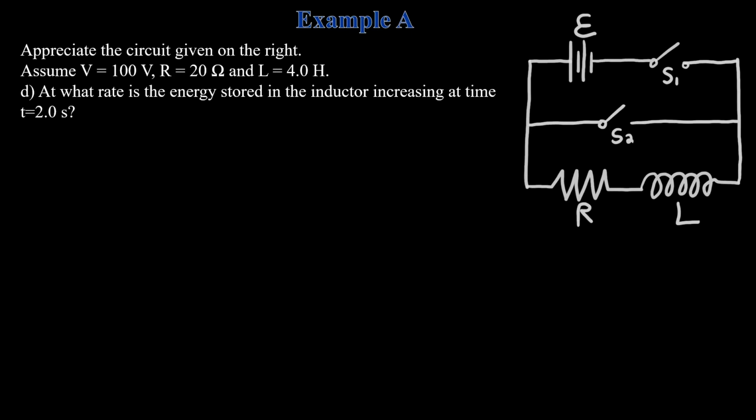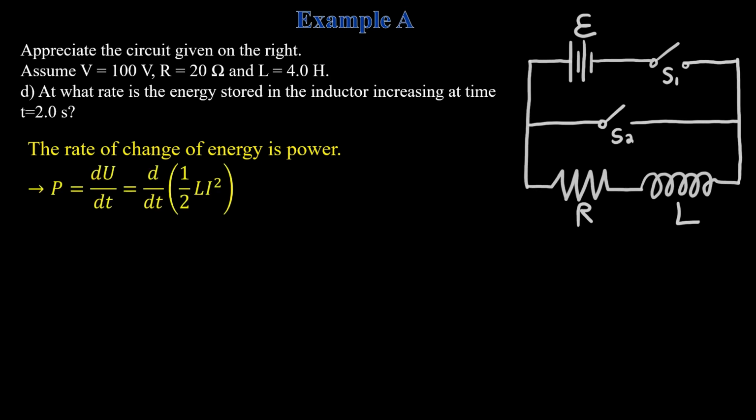Part D, at what rate is the energy stored in the inductor increasing at time of 2 seconds? Well, the rate of energy in physics, that's called power, so we're solving for power here. Okay, so power again is the rate of change of energy. So it's the derivative of the energy stored, which is U. So it's dU/dt. And the energy stored in an inductor is 1/2 L i squared. And the derivative of 1/2 L i squared is 2 times 1/2, so it's 1 times L i.